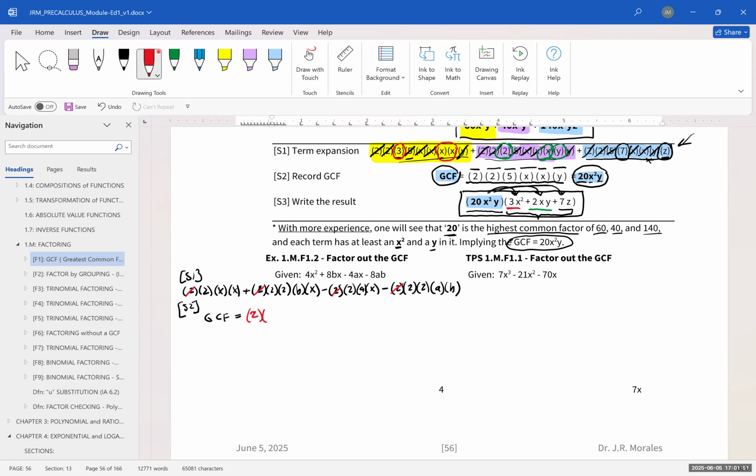Okay, how about more? Can we get more 2's? Yep. So everyone has a second 2. So the greatest common factor will also have a second 2 in it. Now we're out of 2's. We can see that the second and the fourth term have a 2 in it, but the first and the third do not. So we don't have any more 2's that are common amongst all factors.